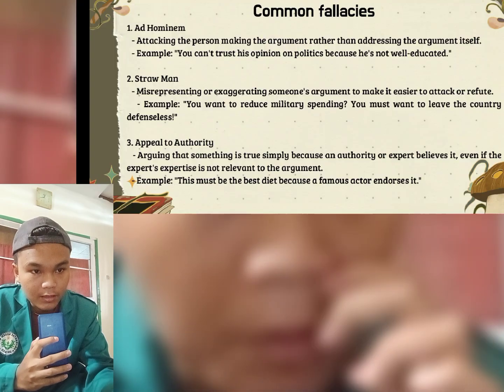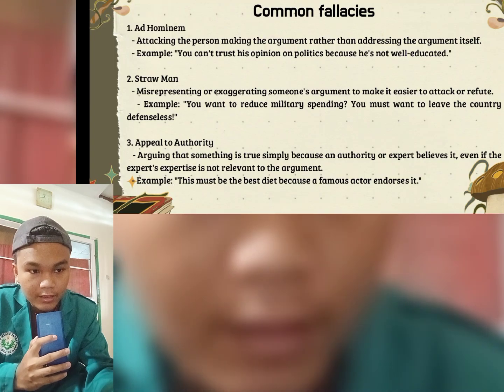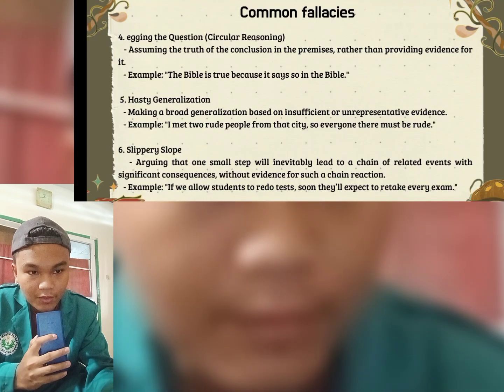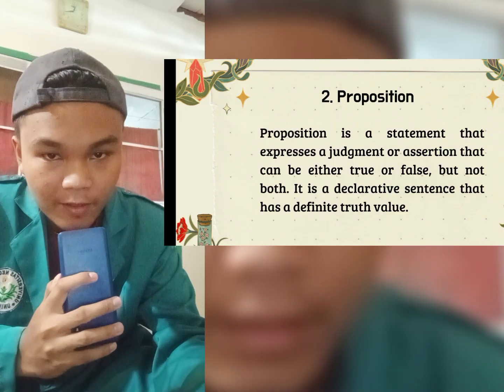Next slide, validity and soundness. Two important concepts in assessing deductive arguments are validity and soundness. Okay, you can see this slide, guys. Common fallacies: number one, number two, number three, four, five, six.